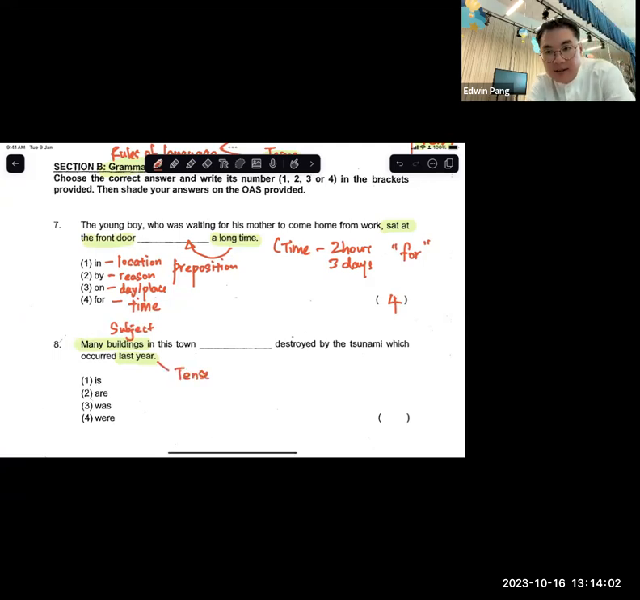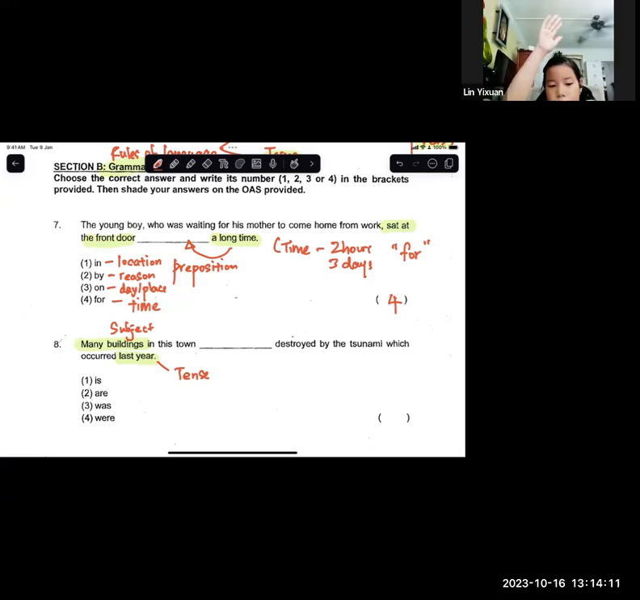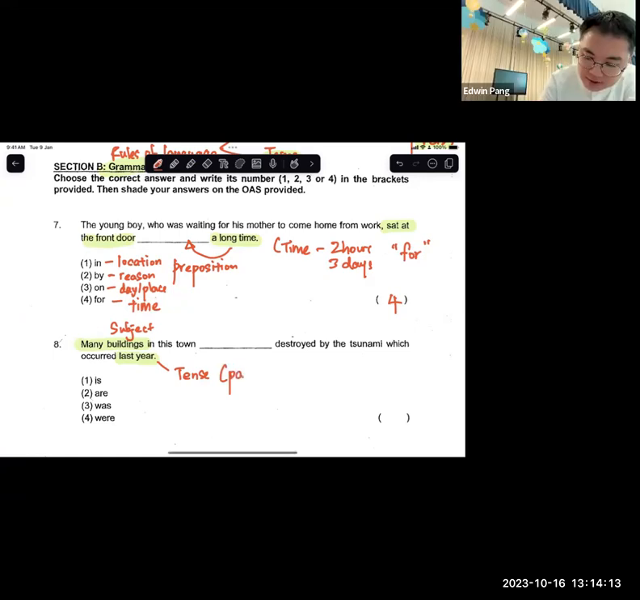Now, if I see the words last year, what tense am I looking at? Anyone? Ishan? Past tense. Very good. So I'm looking at something in the past tense. And then why did I write the word subject here? Because obviously this is going to be a verb. And for the subject-verb agreement rule, can someone tell me if this is one or many? Is the subject one or many? Shalina, is it one or many?